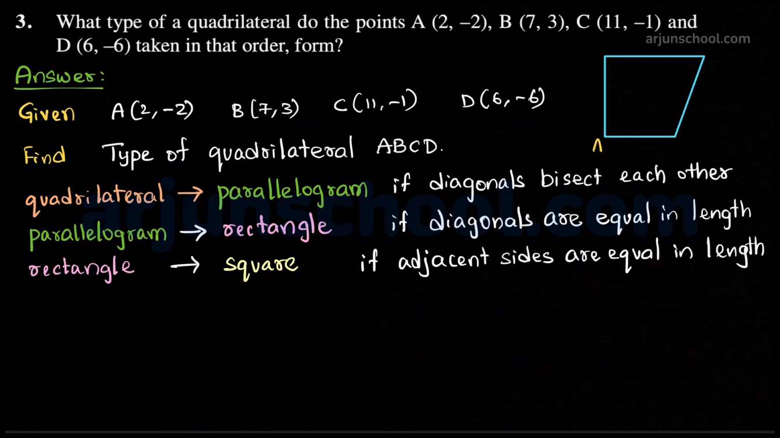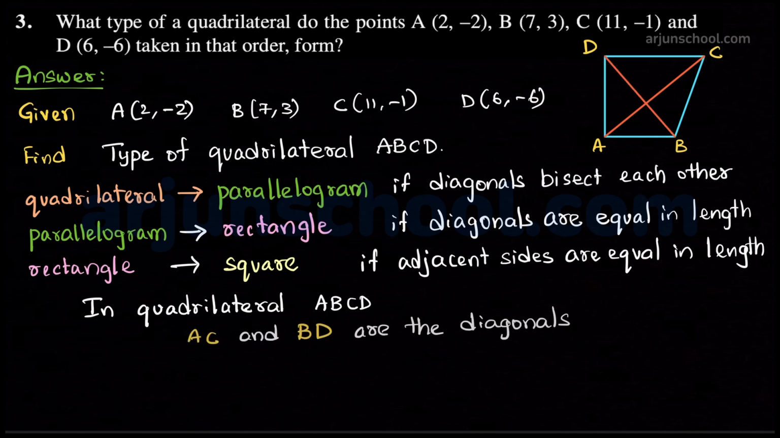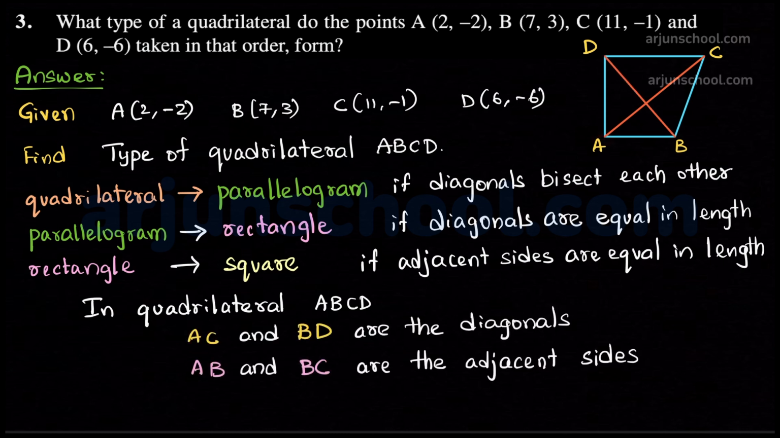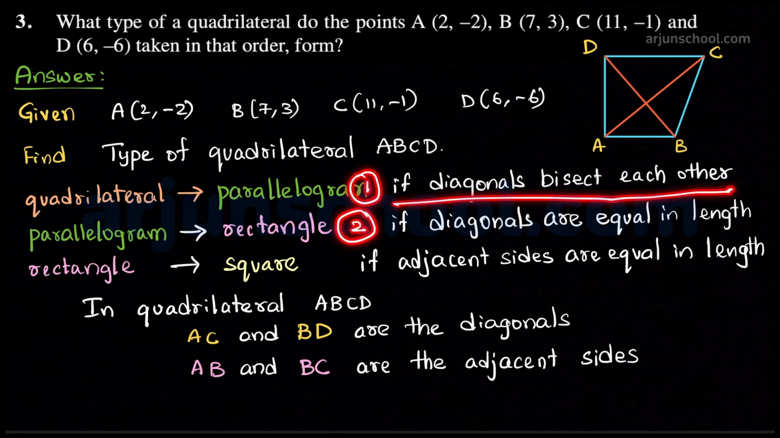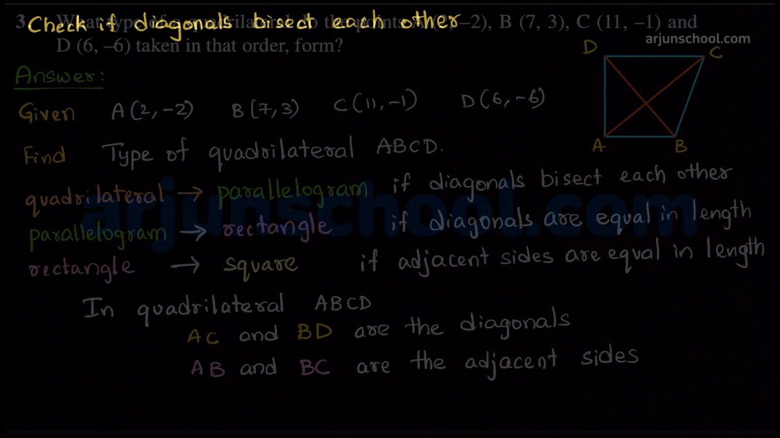In the given quadrilateral ABCD, AC and BD are the diagonals, AB and BC are the adjacent sides. First we shall check if diagonals bisect each other, and then we will check if diagonals are equal in length, and then we will go for if the adjacent sides are equal in length.